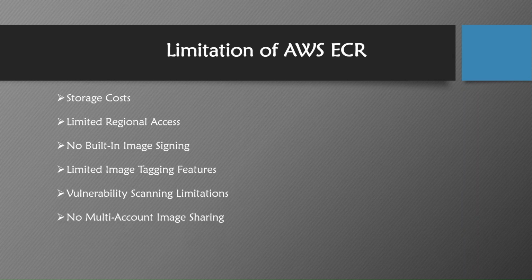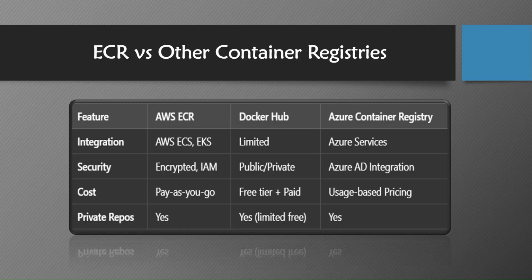No multi-account image sharing. Sharing images between AWS accounts is possible but requires manual configuration via repository policies. Unlike some other container registries, it does not have a straightforward feature for multi-account image sharing that can be easily enabled. So these are the limitations of AWS Elastic Container Registry.